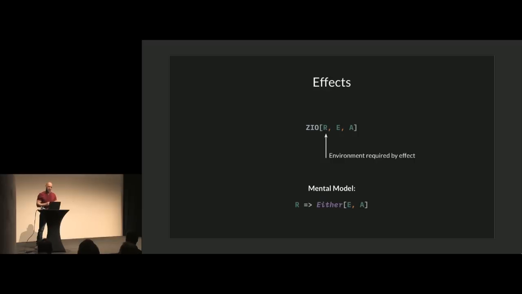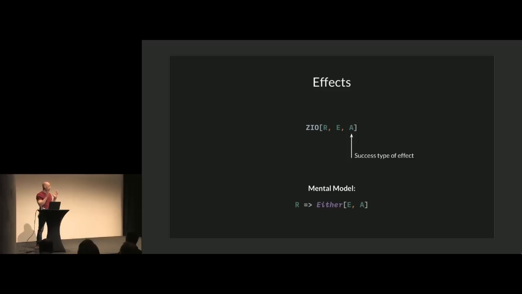The ZIO effect type has 3 type parameters, R, E, and A. R represents the type of environment required by the effect. So effects can require a certain type of environment. That environment can give them capabilities. For example, interacting with the console, or interacting with a database, and so on and so forth. The E type parameter represents the error type with which the effect may fail. So different effects may fail in different ways with different types of errors. And finally, the A type represents the success type of the effect. If the effect succeeds, then it produces a value of that type.